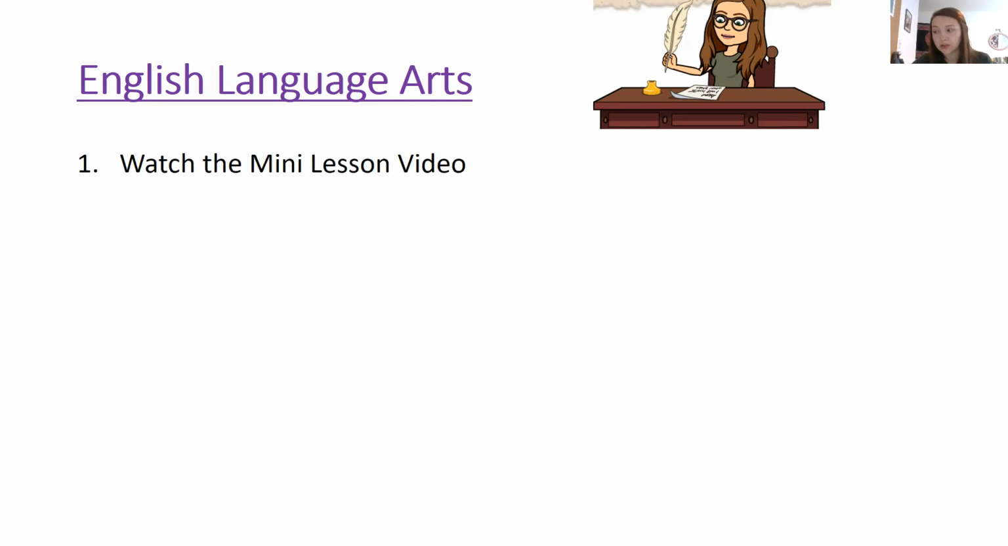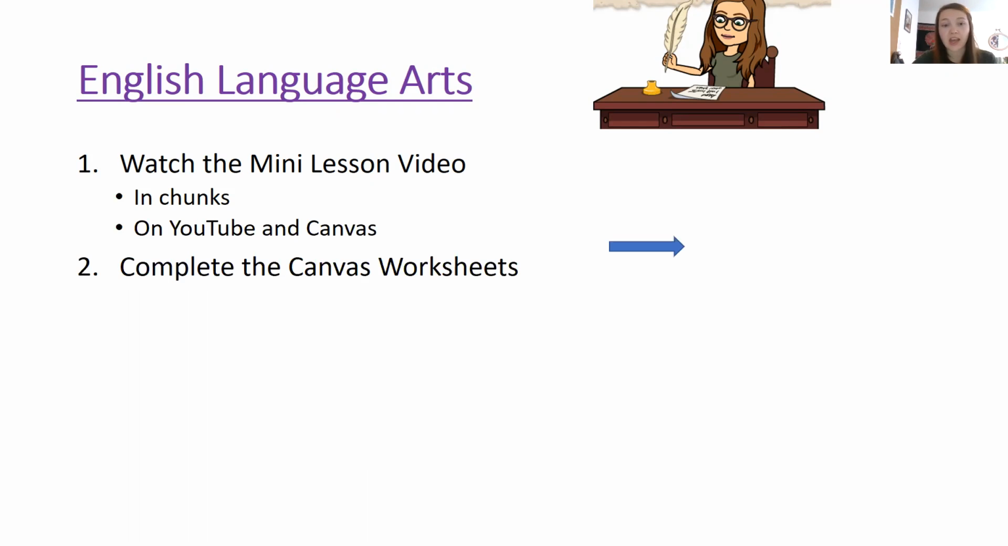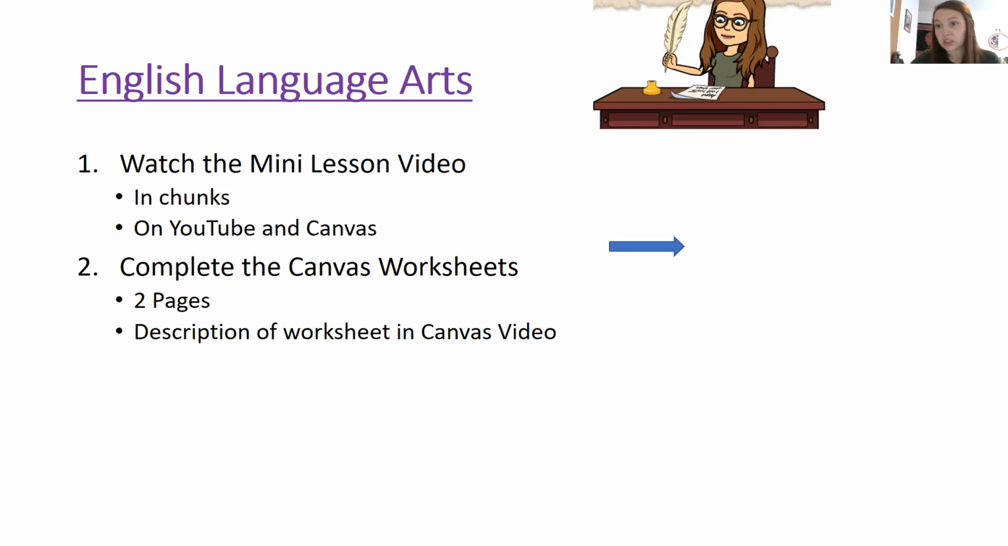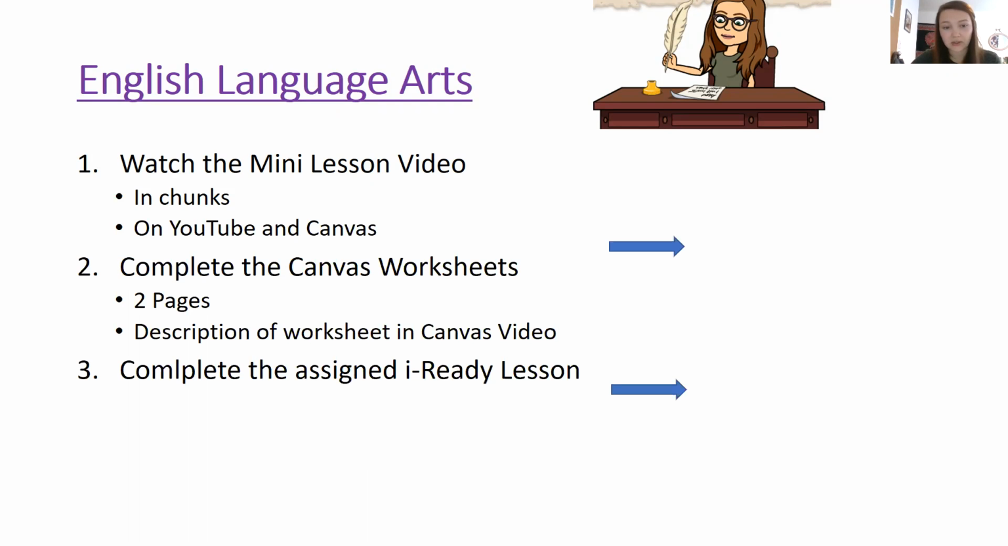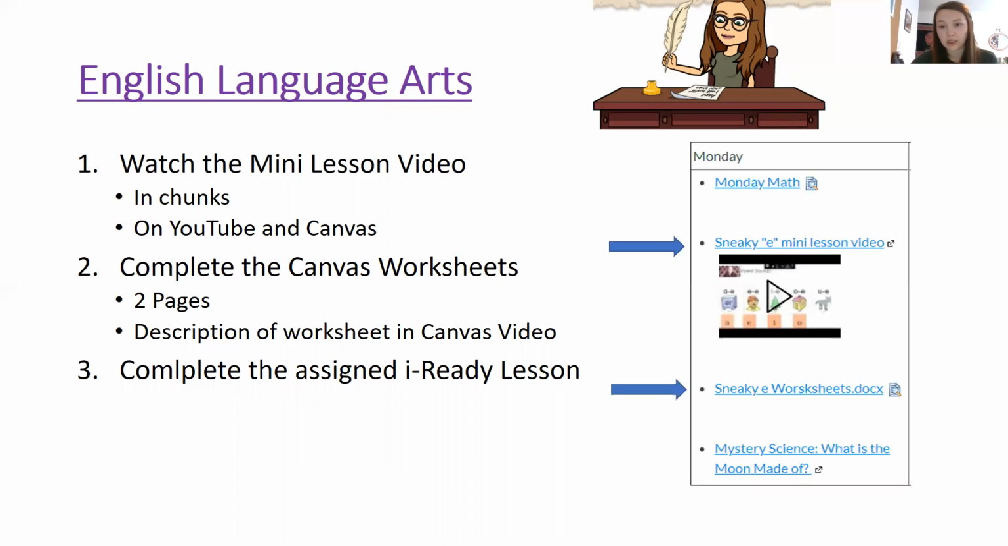So today, what you need to do is first watch the mini lesson on Canvas or YouTube. And it's kind of a long video. It's about 15 minutes long, so you can watch it in smaller chunks if you need to. Then you can complete the worksheets on Canvas. There are 2 pages, and the description of the worksheets is also in the video on Canvas in that mini lesson video. And after that, you can complete the assigned iReady lesson on the computer.